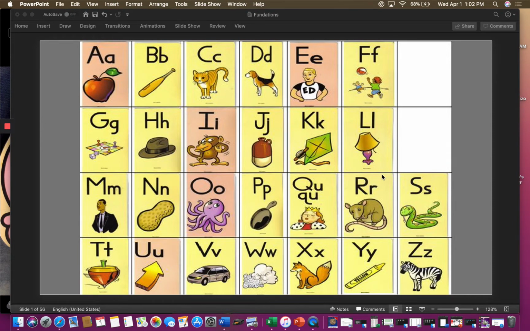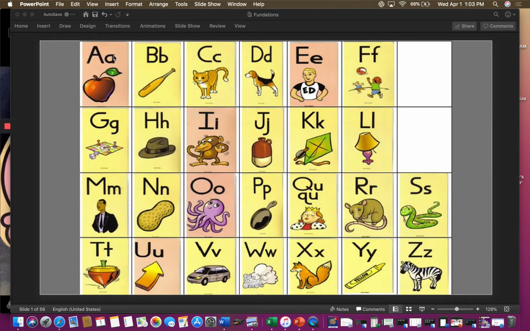We are going to start with letter P and Q today. If you've been working on them at home, that's great. If not, it's okay. We'll do it together right now. So first, what I want us to do is go over the letters that we've already done in class together. So we'll start from the beginning.